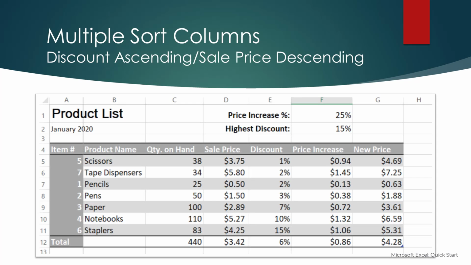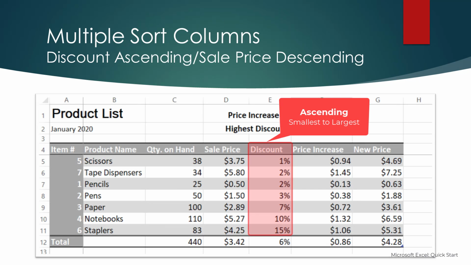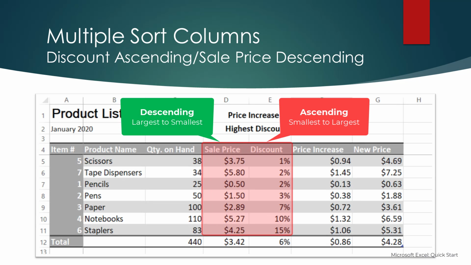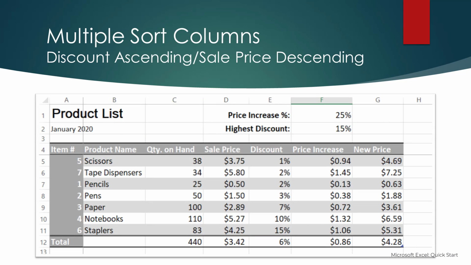In this example, I have sorted the data in ascending order by the discount column and by the sale price in descending order within rows that have duplicate discount values. This is a multiple column sort. So now that you understand the concept of sorting, let's sort some data in Excel.